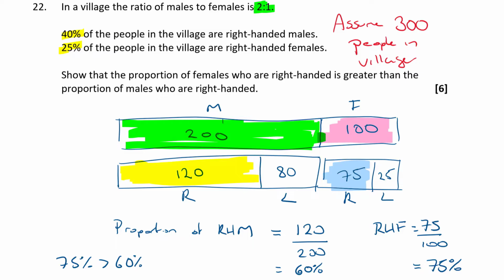So I think that's enough. We've found the proportion of men who are right-handed and the proportion of women who are right-handed, and we've seen that one is bigger than the other. So I think that's enough.